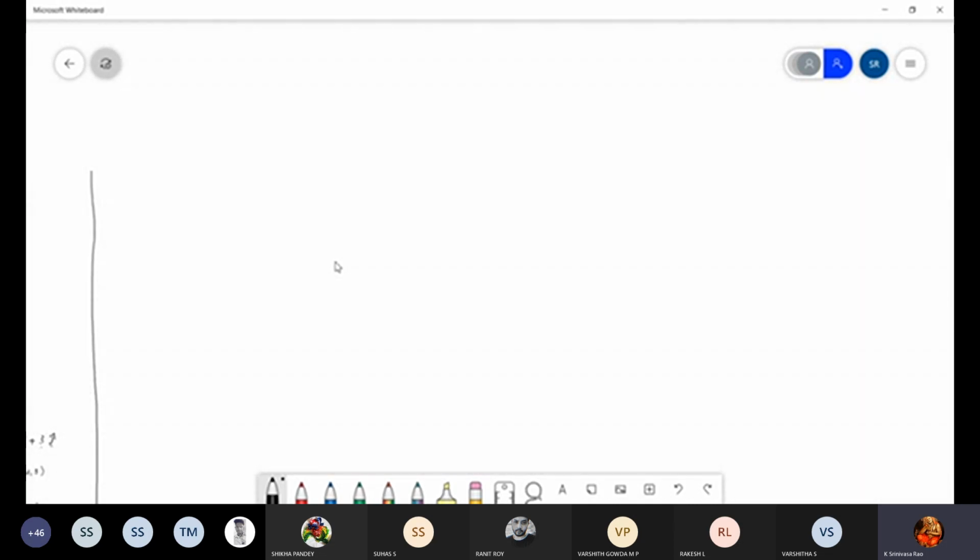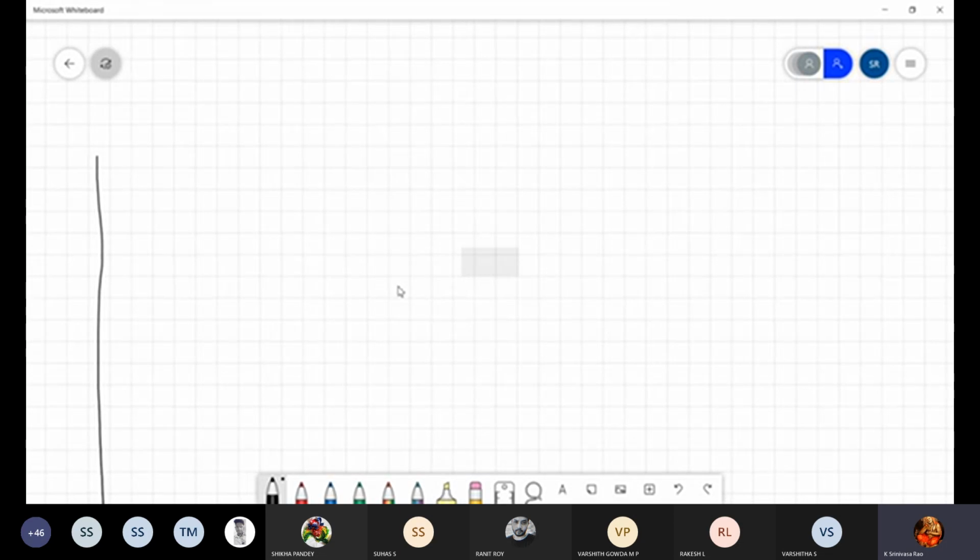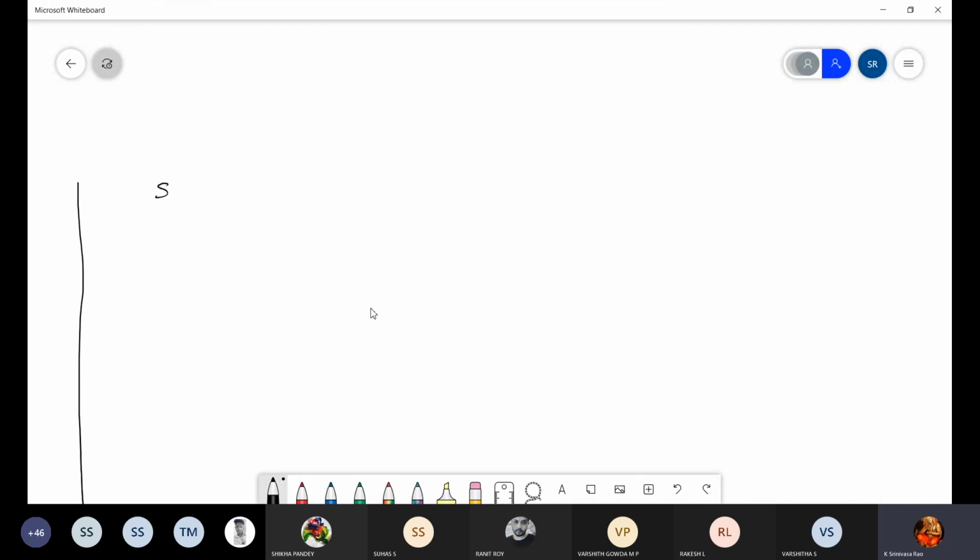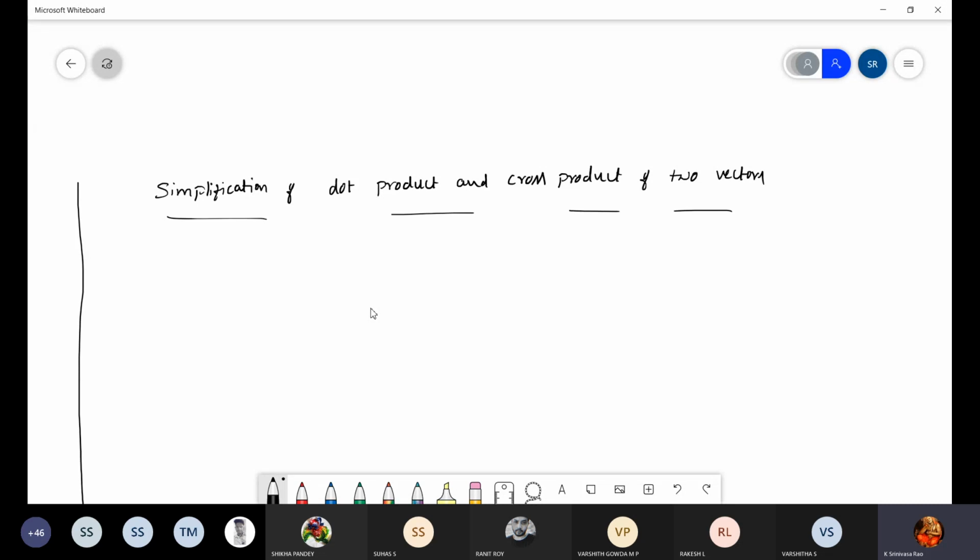Yes, the next heading is simplification of dot product and cross product of two vectors. Take it down. Again, the heading is simplification of dot product and cross product of two vectors.